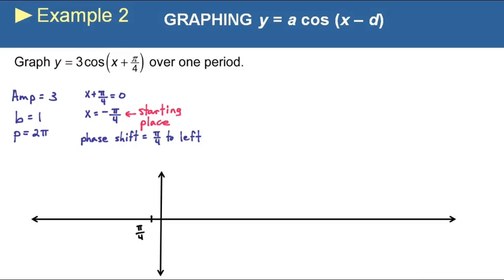Okay, so I set my negative pi over 4 right here. And now let's find the ending place, because we know that the ending place is the starting place plus the period. So negative pi over 4 plus 2 pi is going to be negative pi over 4 plus 8 pi over 4. See, I used a common denominator to change 2 pi into fourths. So I multiplied the top and the bottom by 4. And now the ending place I can see is 7 pi over 4.